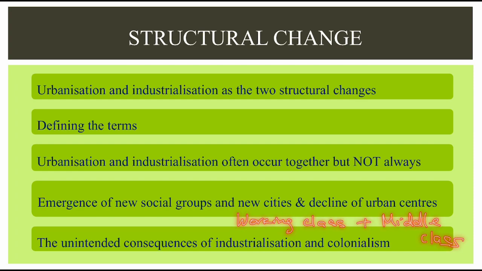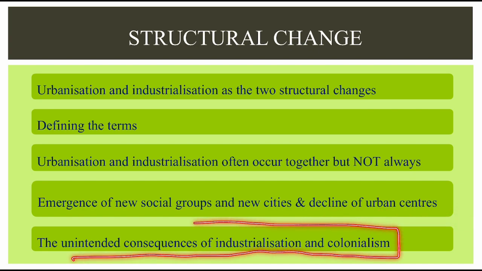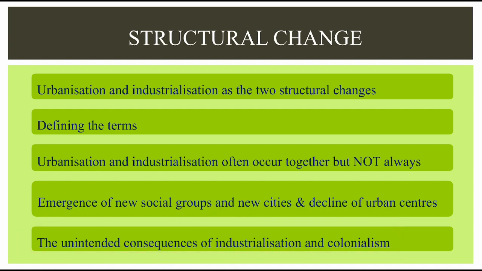Cities such as Mumbai, Kolkata, and Chennai, being coastal cities, grew as they connected India with Britain and were perfect for the smooth transition of exporting resources and importing manufactured goods. So, what were the unintended consequences of industrialization under colonial rule for the Indians?